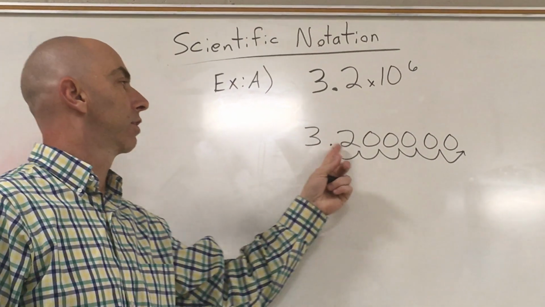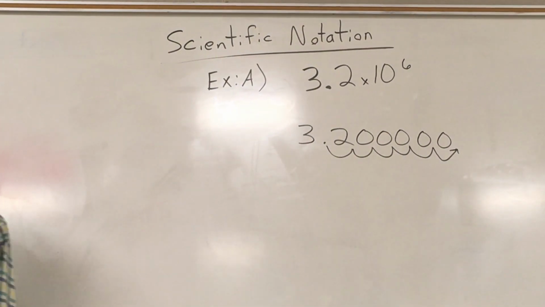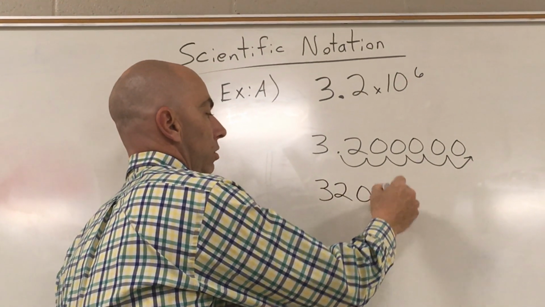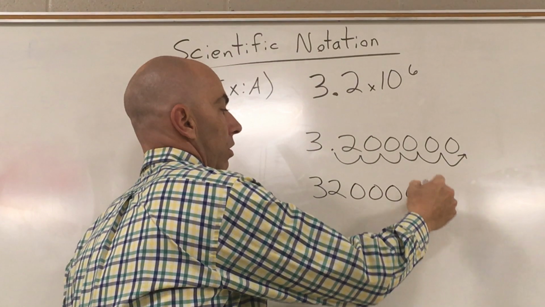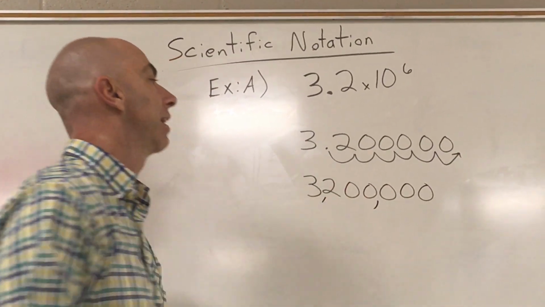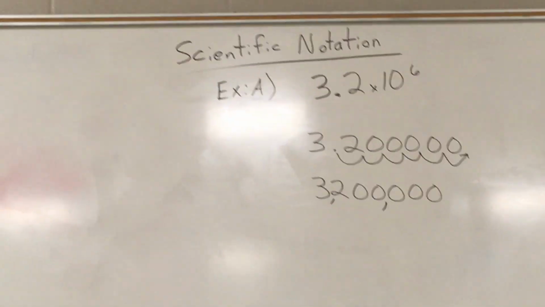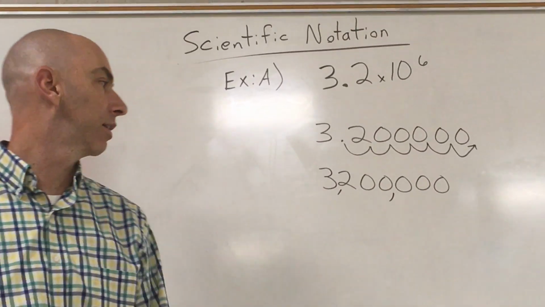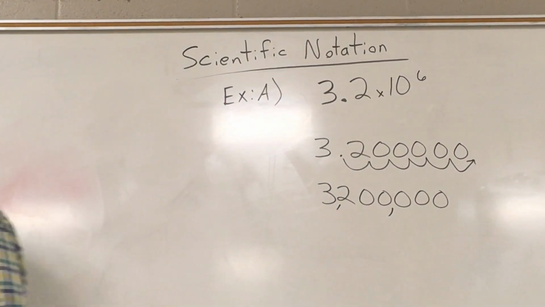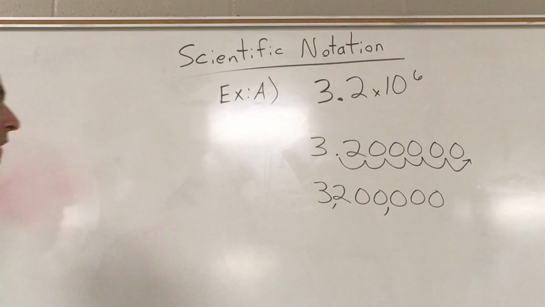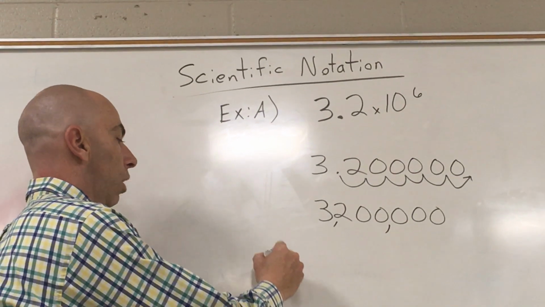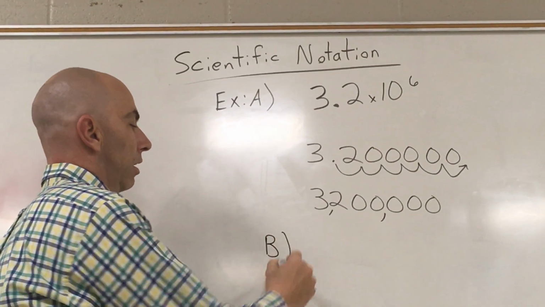So 3, 2 with 5 zeros. So the answer, it's 3,200,000. All right, 3,200,000. That's it.